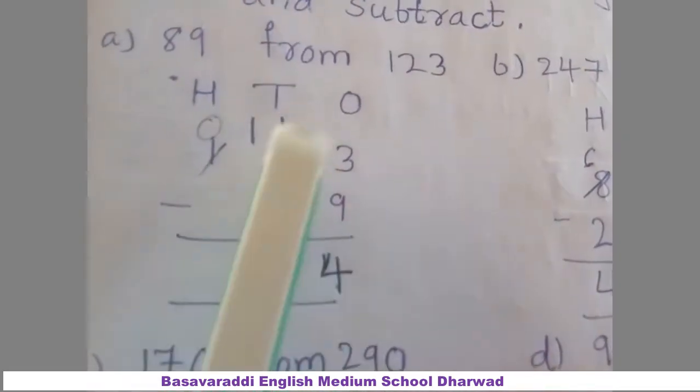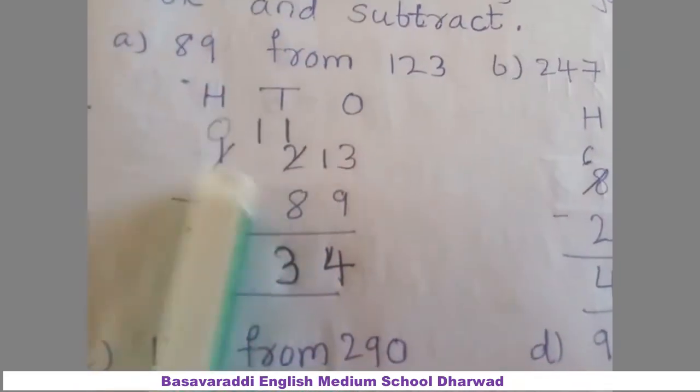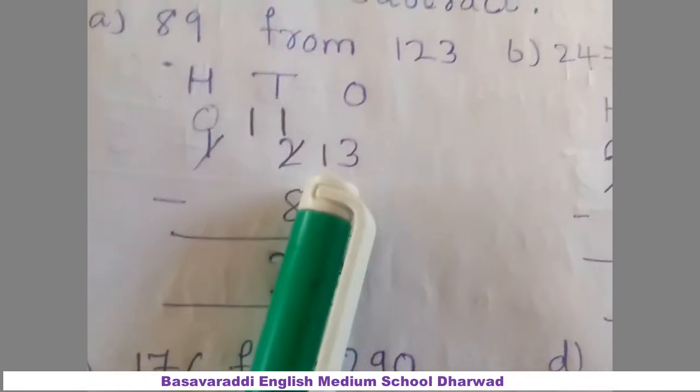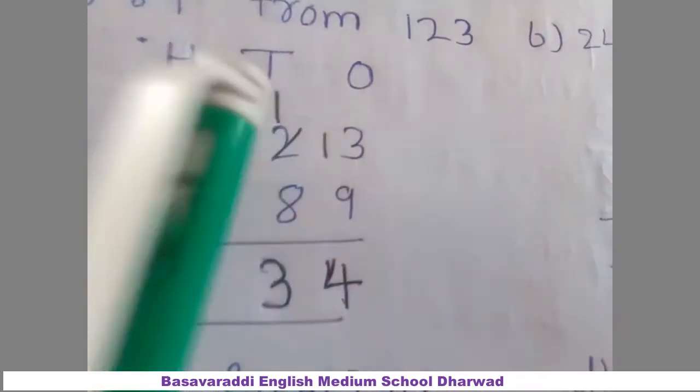3 is smaller than 9. So what do we have to do? We have to borrow from the tens place. Then that is 13. 13 minus 9 is 4. Here the 2 is giving, so we have to minus 1. That is 1. 1 minus 8 is not possible.